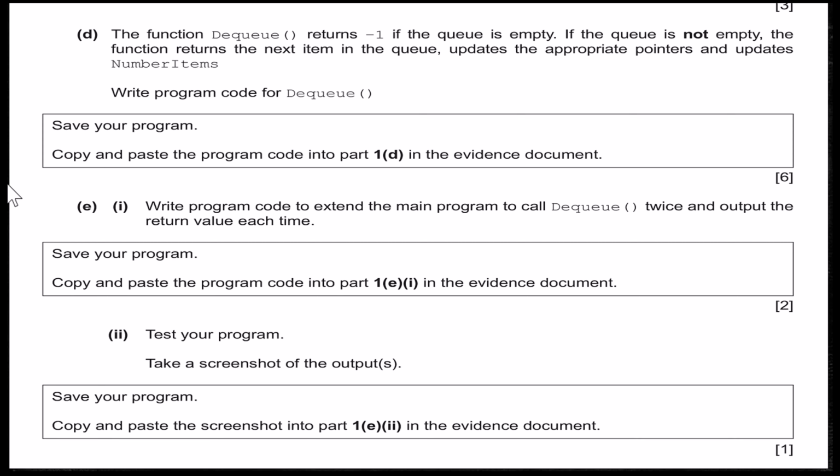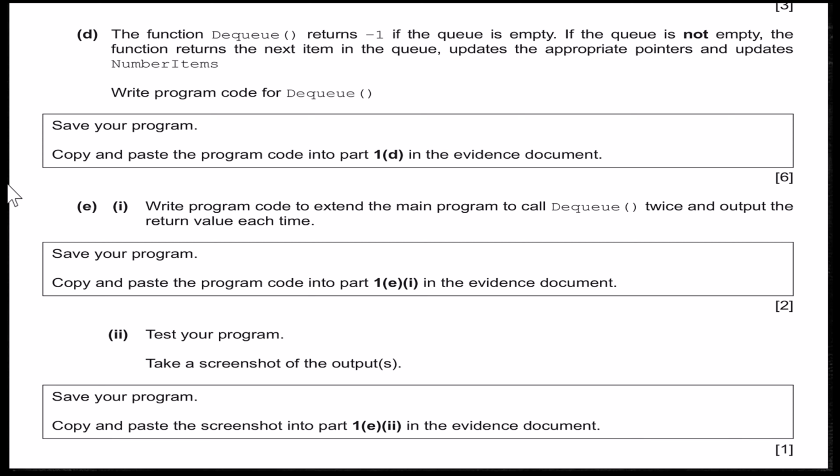Write program code to extend the main program to call Dequeue twice, and output the return value each time. So that should return number 1 and number 2 because those are the first items inside of our queue with the for loop that we just wrote.